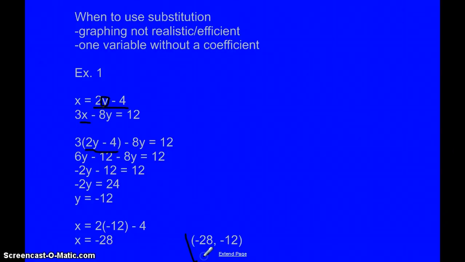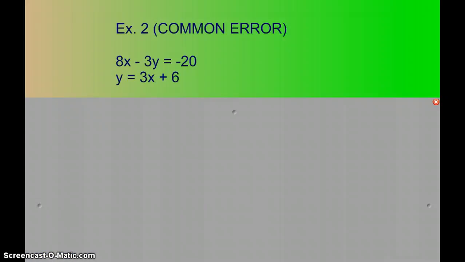or we can write it as a point, negative 28, negative 12, because that is another way we can write the answer, because we're finding that point where they intersect. And you see why graphing's not realistic here. I don't want to graph the point negative 28 and negative 12. All right. Now that we see the concept here, let's look at two more examples rather quickly.